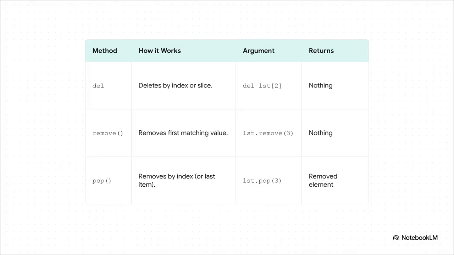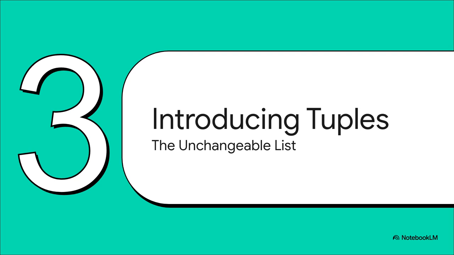And for taking things out, you've also got choices depending on what you need to do. The del keyword gets rid of an item at a specific index. The remove method will search for the first item that matches a certain value and delete that one. And then there's .pop, which is really cool. It removes an item by its index, but it also returns that item to you, which can be super, super useful.